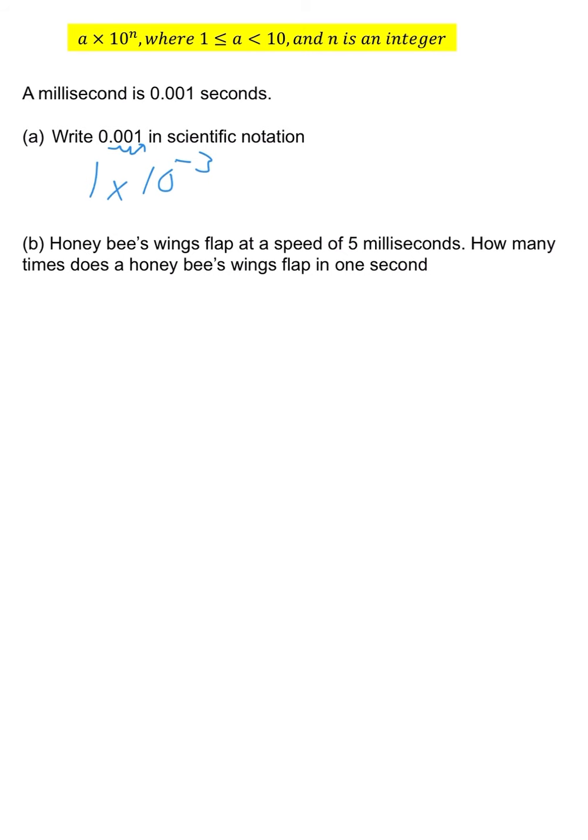Okay, part B then. A honeybee's wings flap at a speed of 5 milliseconds. How many times does a honeybee's wing flap in 1 second? Okay, so the first thing now, we're told that the speed is 5 milliseconds. So I'm going to multiply my answer from A by 5. So 5 times 1 times 10 to the power of -3. So that's just going to be equal to 5 times 10 to the power of -3. So all you have to do there is multiply 5 by 1.